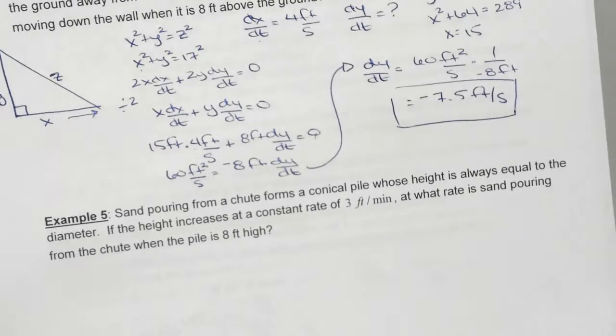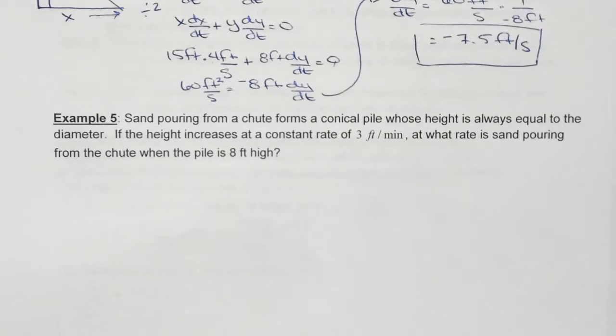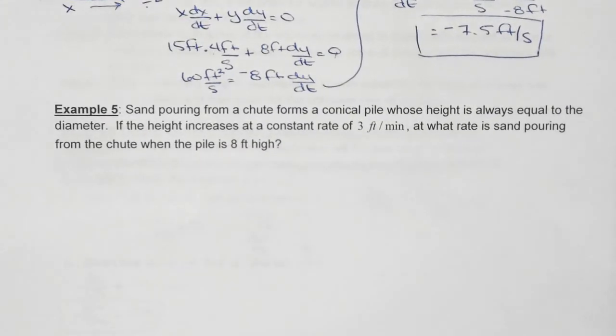Okay. So this next problem is actually a good example because here we are talking about sand pouring from a chute that forms a conical pile. As soon as I see in that first sentence the shape that I have, when I look at the formula for a cone, just compare the sphere and the cone. I know they're two different formulas, but what do you notice about the cone formula versus the sphere formula?